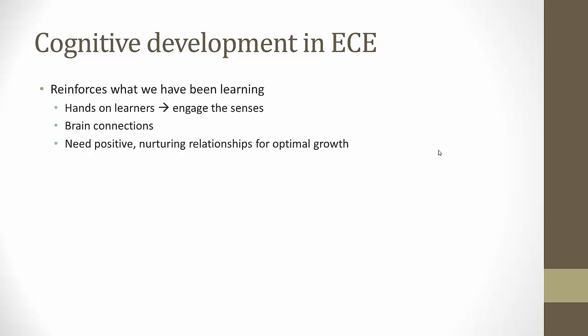All of this reinforces what we have been learning. Children need hands-on experiences to make stronger brain connections because it engages the senses. In turn, children are able to actually use their knowledge instead of just recalling it. Additionally, children need a safe and secure environment to feel comfortable taking new risks and trying new ideas. This is where the relationships between you and the children in your classroom comes into effect.